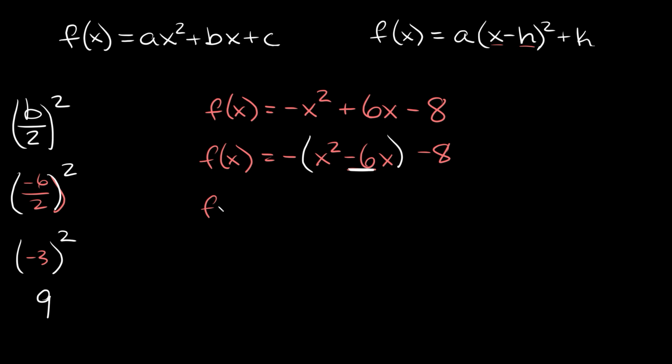So here we're going to get f of x is equal to negative, and then in parentheses, x² minus 6x plus 9. All right, then we'll close our parentheses, and then we still have this -8 over here. Okay, now remember, whatever we add to one side of our equation, we have to add to the other side, right? So here we have a +9, so here we're going to say +9, and in this case, this 9, it's not going to be just positive, it's actually going to be a -9.